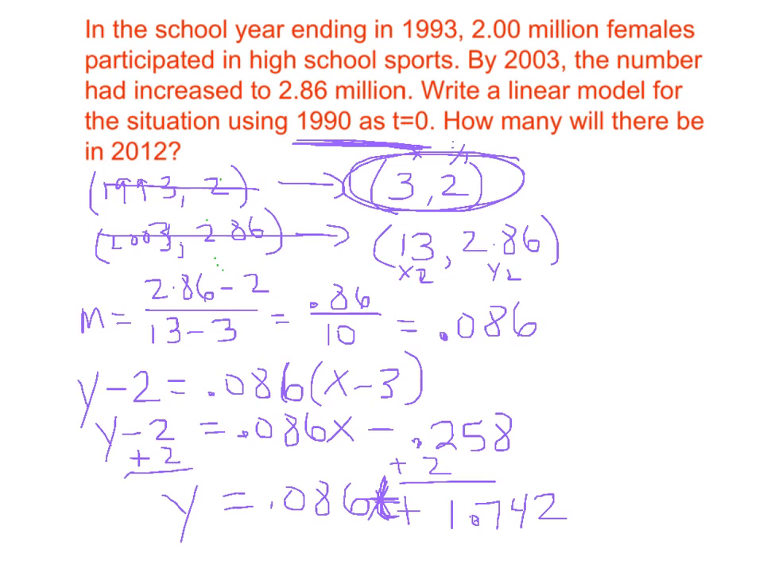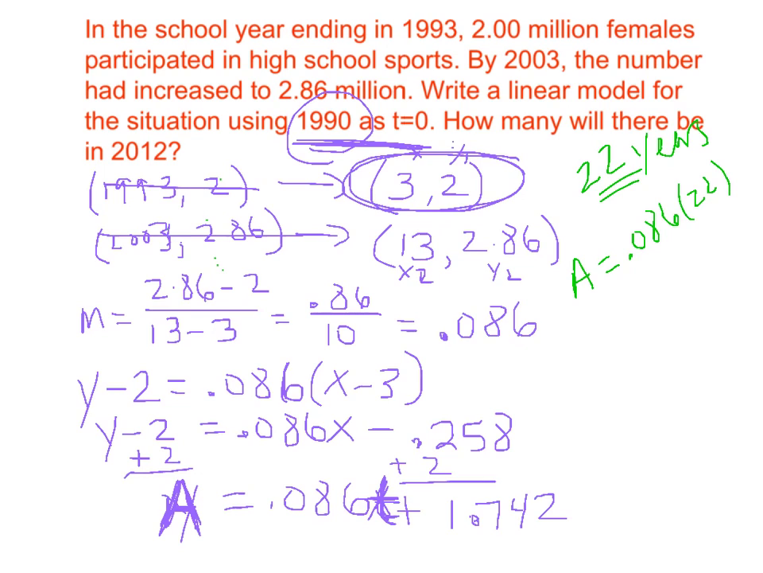Okay, then it wants to know how many will there be in 2012. I'm going to go ahead and change this y to an a, so we know that stands for athletes. So when we plug this in, it makes a little bit more sense. We want to know in year 2012. If 1990 was our year 0, then 2012 will have been 22 years later. So 22 is going to be my t value. So we're going to have a equals 0.086 times 22, plugging in 22 for t, plus 1.742.